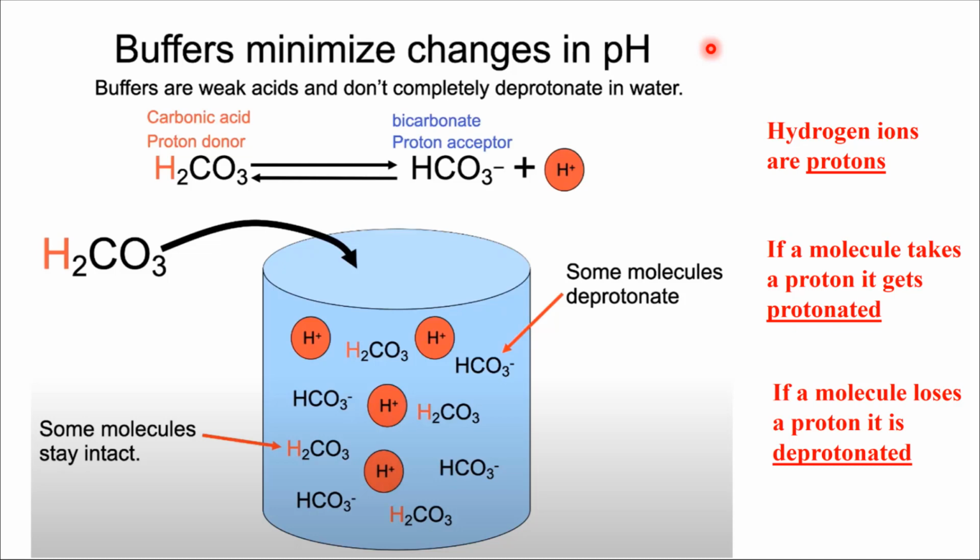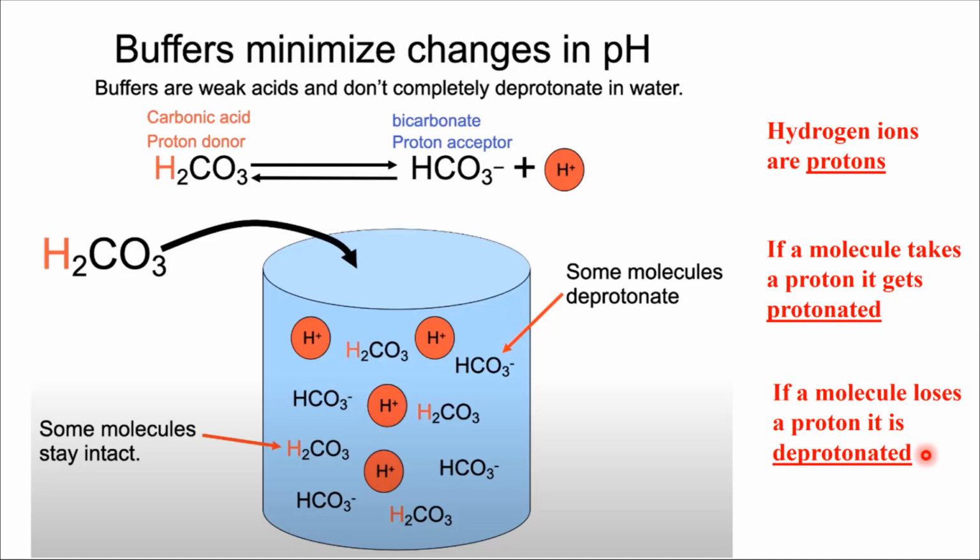So let's go over some of the terminology. Hydrogen ions are protons, right? If you have a hydrogen atom, that is a proton and an electron. If it is a hydrogen ion, it's just a proton. So hydrogen ions are protons, and therefore pH is measuring the hydrogen ion concentration, but you can also think of it as measuring the proton concentration. Now, if a molecule takes on a hydrogen ion or a proton, it's said to be protonated. And if a molecule loses its proton, it is said to be deprotonated.